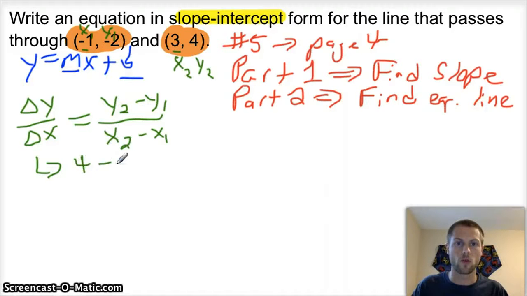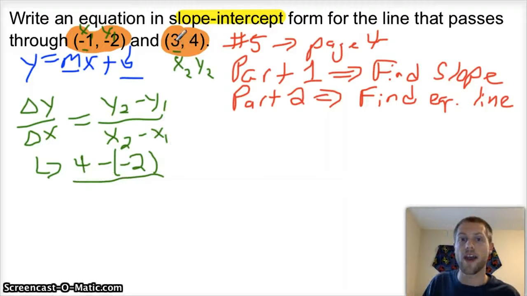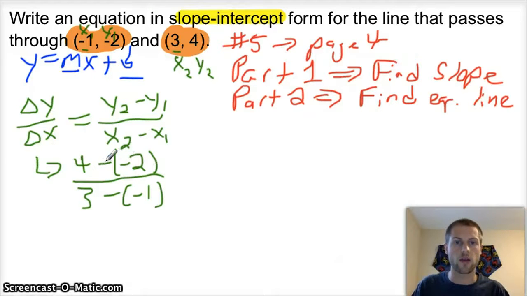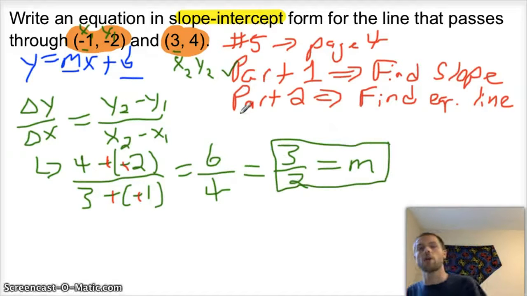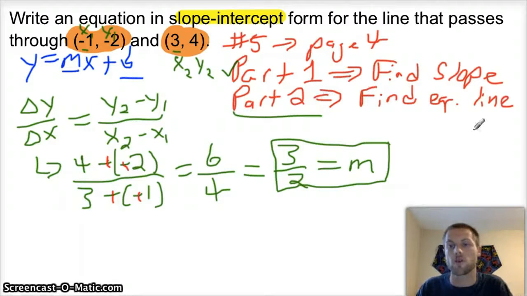So using this formula, that means that I'm going to have a y2, which is 4, minus y1, which is negative 2. Don't drop those signs. And then I'm going to have my x2, which is 3, minus my x1, which is negative 1. When I'm subtracting a negative, that's like I'm adding a positive. So I'm going to slip those positives in there. That's all legal to do. And this is going to equal 4 plus 2, which is 6, over 3 plus 1, which is 4. Simplify that out. You're going to get 3 halves as my slope. Hooray! Part 1, done.